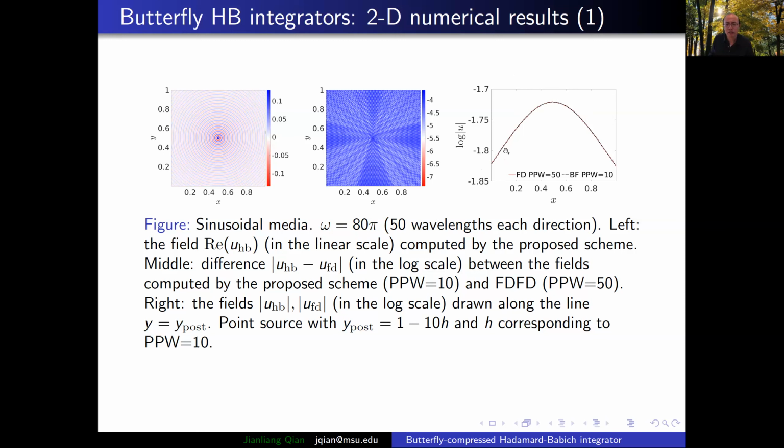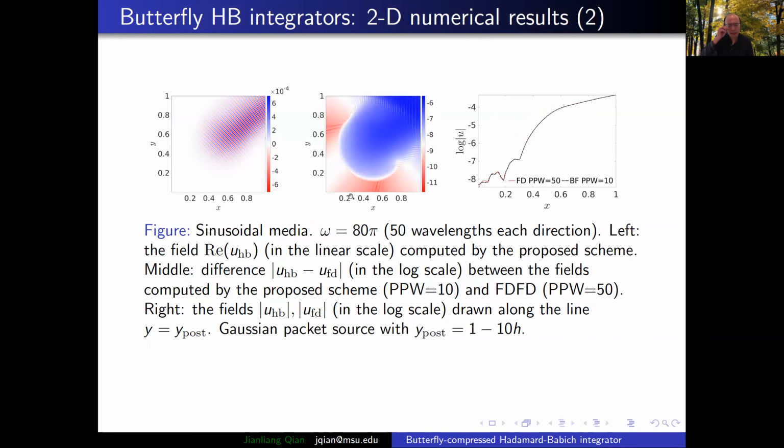Here you can still see lots of small differences between our solution and the finite difference solution. Okay, here they're not just the same thing with a different right-hand side. Now it's a Gaussian wave packet, which propagates along one direction.